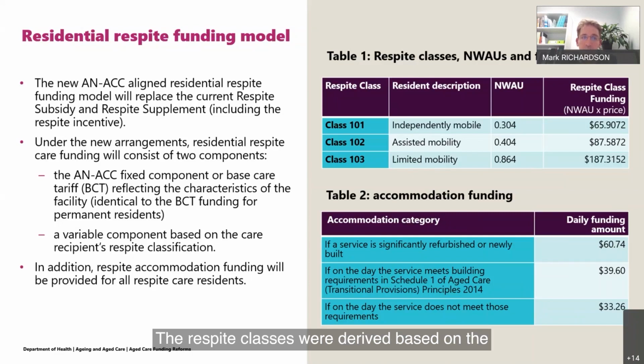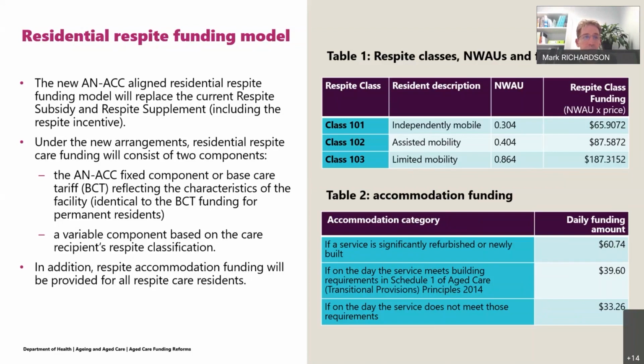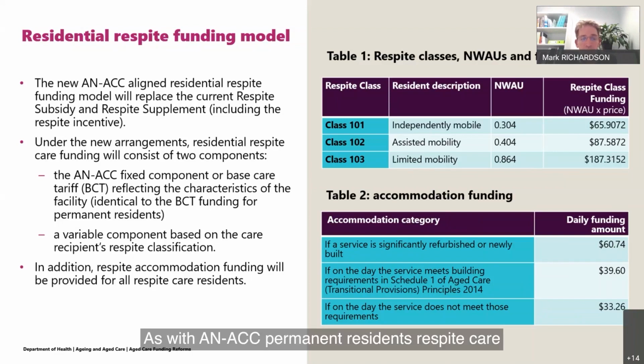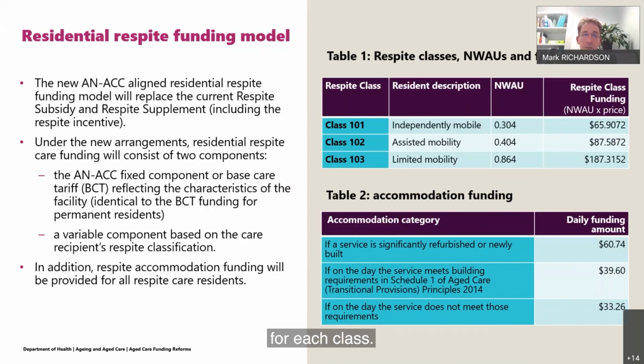The respite classes were derived based on the resource utilisation and classification study, finding that mobility, as measured by the modified De Morton Mobility Index, accounts for the majority of cost differences between residents. As with AN-ACC permanent residents, respite care funding is expressed in terms of the NWOW and the AN-ACC starting price of $216.80. The first table on the right outlines the respite classes, NWOWs, and corresponding funding for each class.